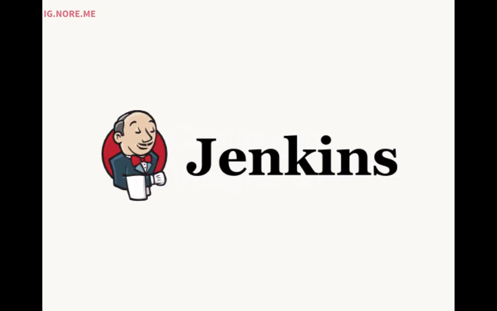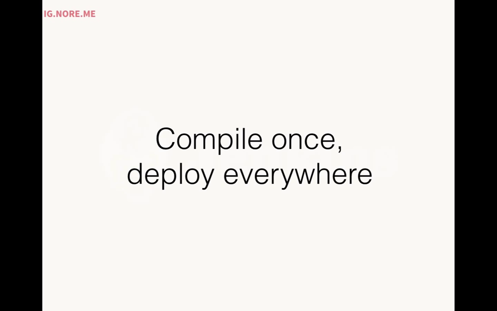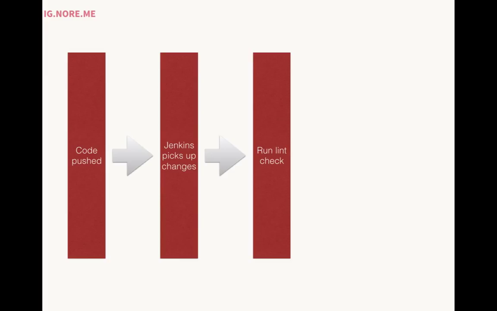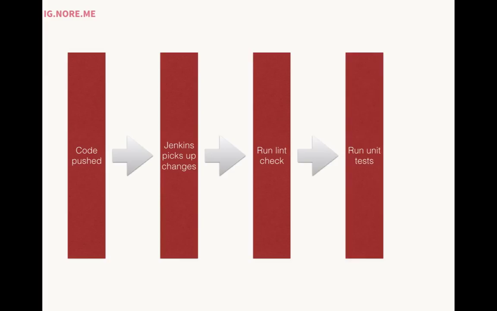Now, the idea is to compile it once and then deploy it everywhere. So, how would we go about that? Let's go through the process. We push our code up. Jenkins then says, hey, there's new code. It picks it up and starts running its tasks. First, it runs a lint check, and then it runs the unit tests. If this was just limited to this, it could then put up a flag and say, hey, this code is good, let's deploy it. But we wanted it to do more.